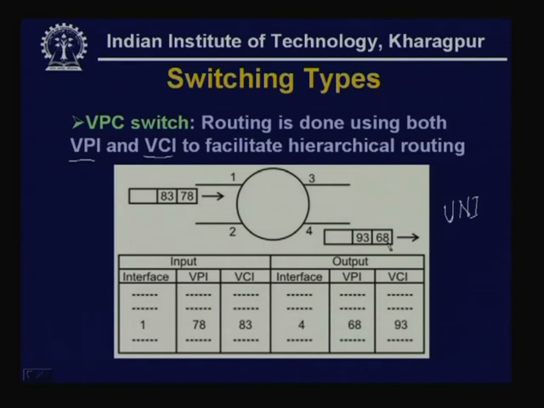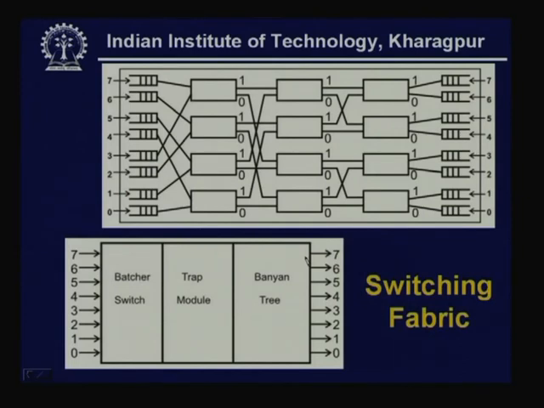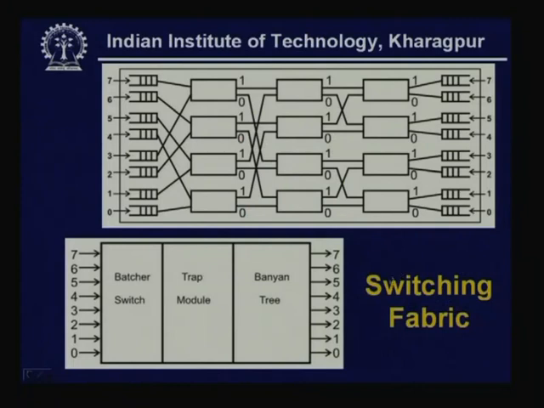So, VPI is now 93 and VCI is now... VCI is 83, VPI is 78, here VCI is 93 and VPI is 68. So, we see it is being modified by the switch and then it is forwarded. By looking at this kind of table, the cell switching and multiplexing is being done with the help of the switches. Now, you may be asking how this is done. It has to be done by the hardware, and you have to use some kind of switching fabric.